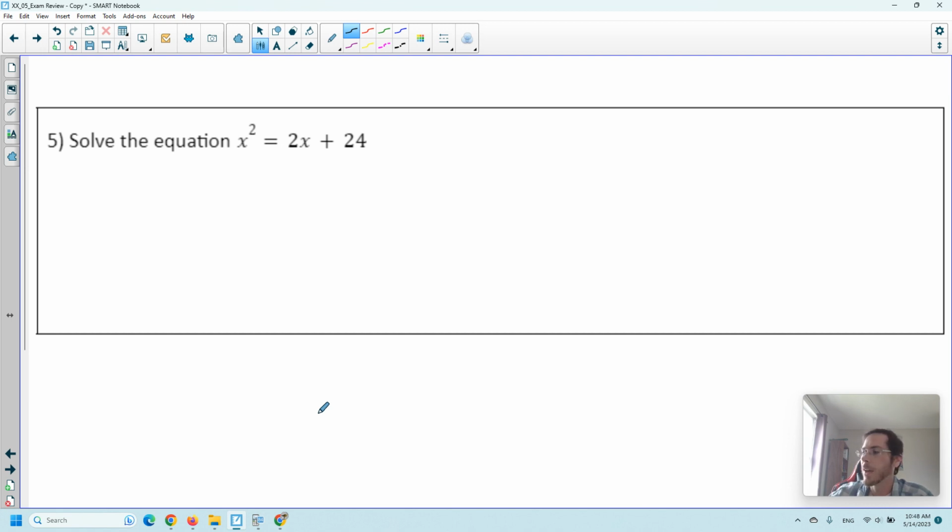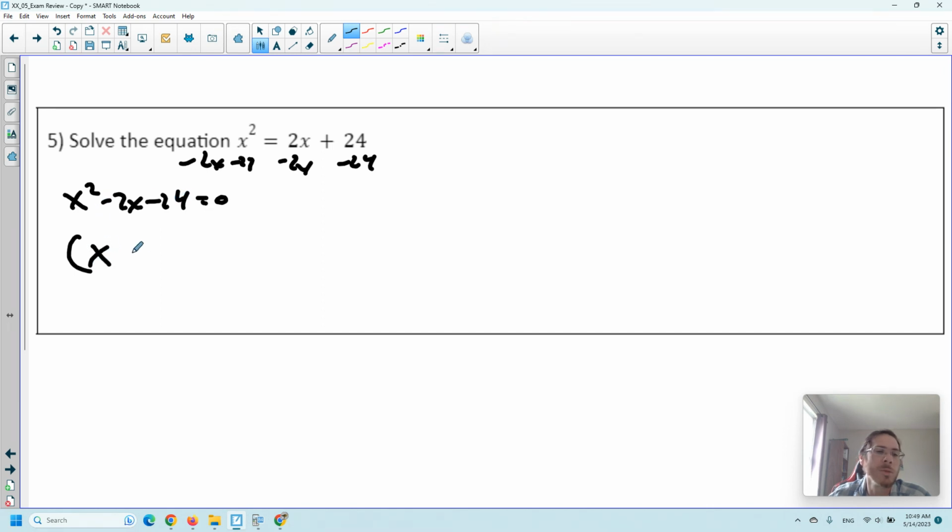All right, number 5, we can solve this equation. We can see we have x squared, so that means we want to throw everything on the same side. So I'm going to minus 2x and minus 24 for both sides. X squared minus 2x minus 24 equals 0. We can factor this. It's kind of quick.